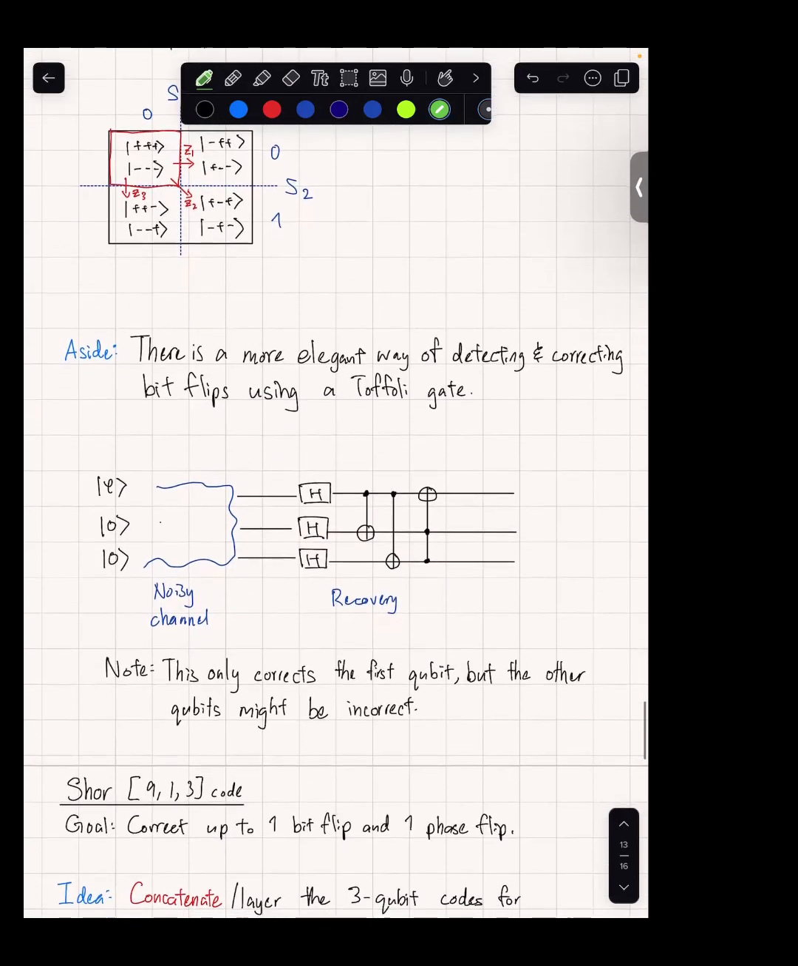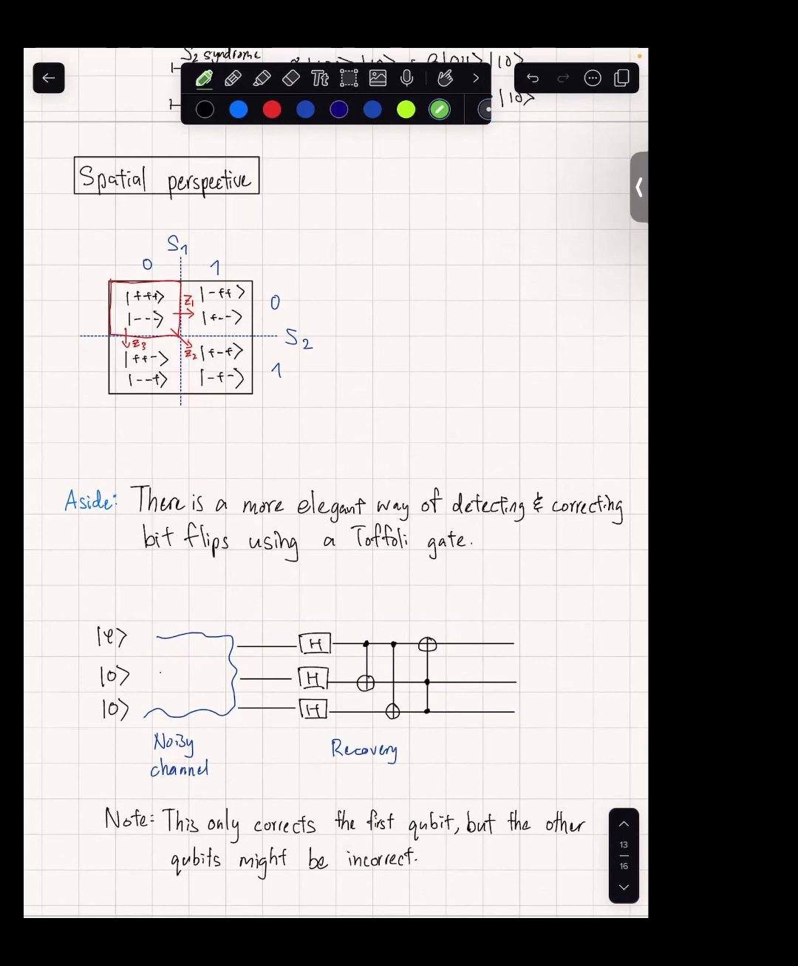Now, similar to the bit flip case, we can also think of this using some spatial perspective. So if we view our set of code words as this square, and our syndrome measurements as S1, S2, as bisecting lines of the square, then we can also see that each quadrant corresponds to a particular set of code words, and other quadrants correspond to applying an error onto our valid code word space.